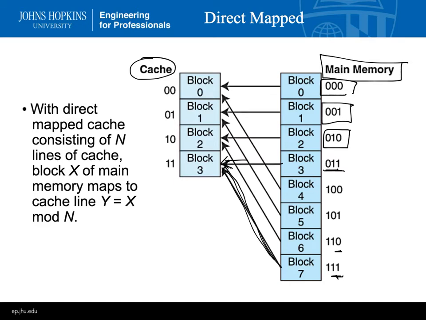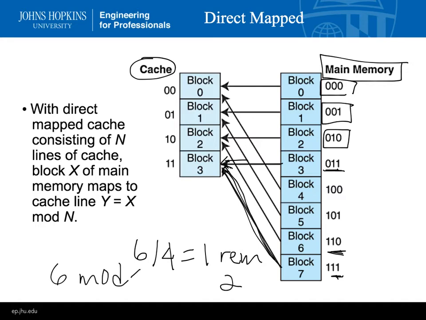If you want block 6, you do 6 divided by 4. And then the remainder is 2. So 6 mod 4 is 2. That's the remainder when you divide 6 by 4. So this is going to go into block 2.